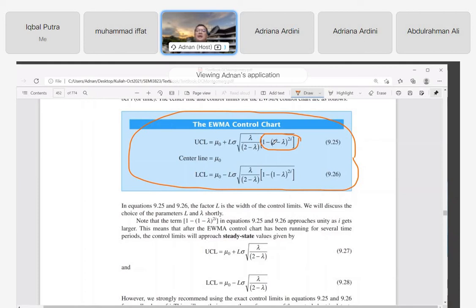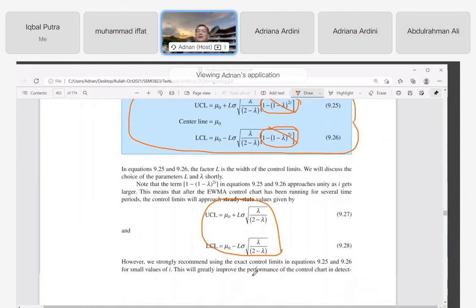And this term, 1 minus (1 minus lambda) to the power 2I, will disappear as the number I increases. When I is getting big, this term will be dropped when the sample size is getting bigger. So this is what is shown here. In the steady state, the formula just becomes like this. So it's simpler than the CUSUM formula.